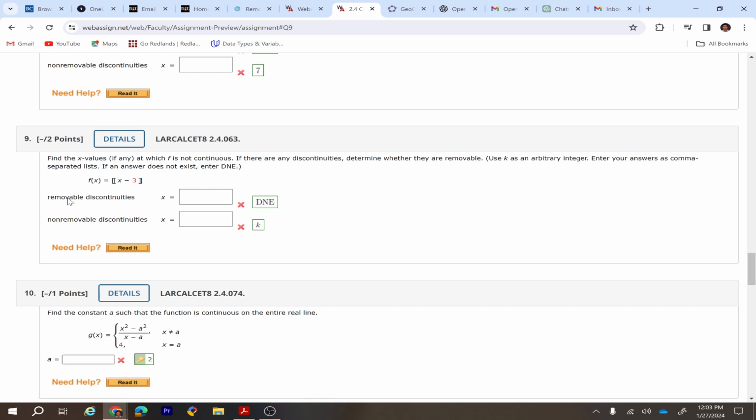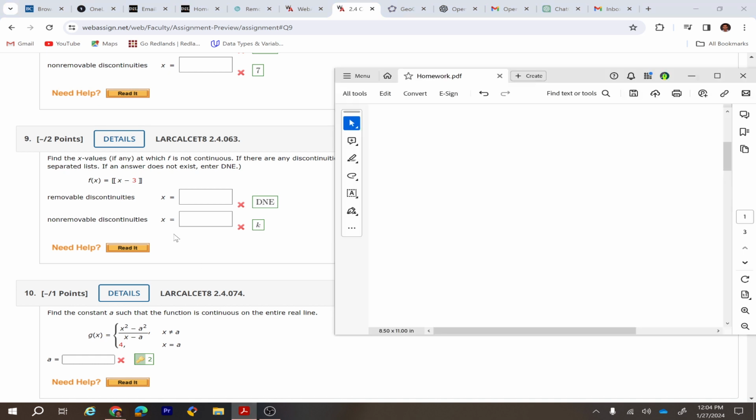So for this function, we need to find out the removable discontinuity, and as you can already see, there is none. And then for non-removable discontinuity, the answer is, as you can see, an integer k. I'm going to explain first what that means. It's a double bracket function, so it takes the integer just lower than that value.